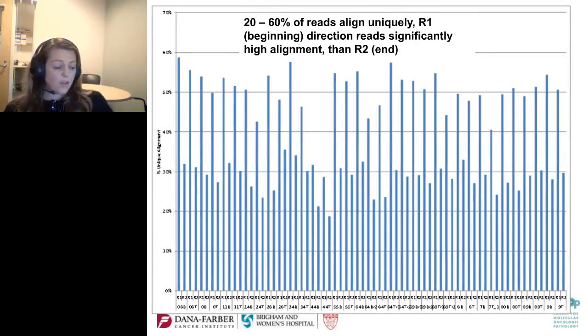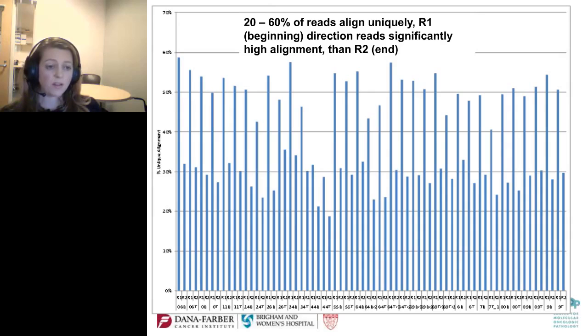Some of the QC metrics we wanted to look at: this was a paired end run, and here R1 represents the beginning direction of reads and R2 represents the back end. One thing we did notice is that there are significantly more reads on the R1 end versus the R2 end, so we're still looking into this.